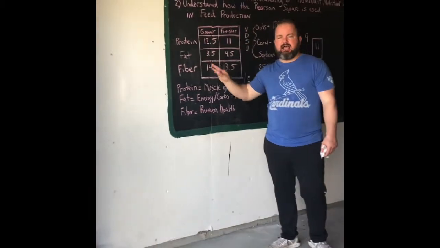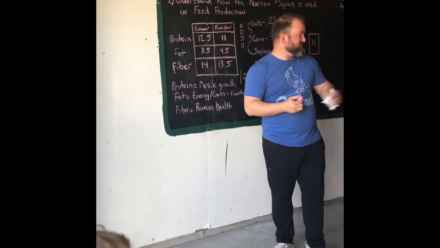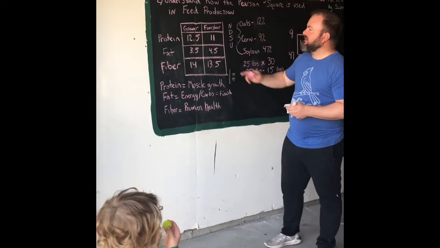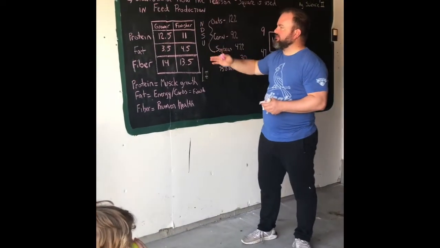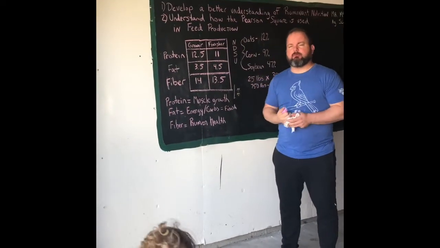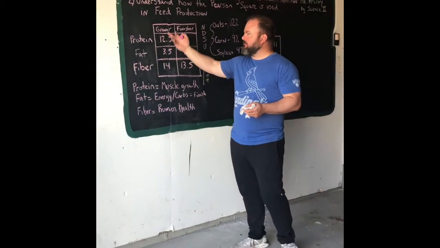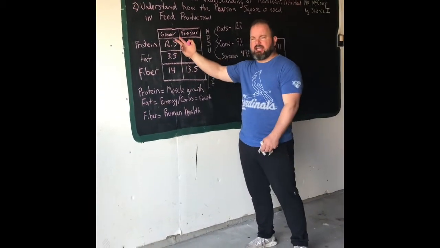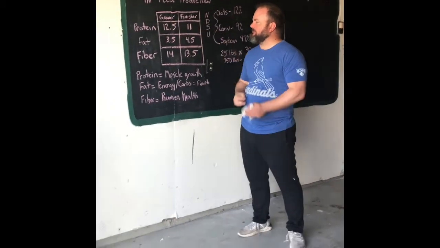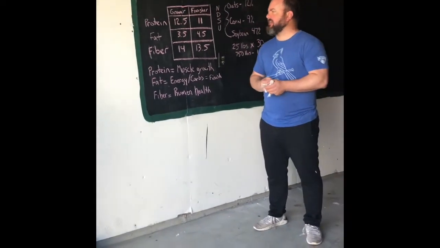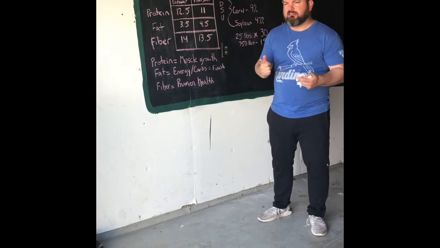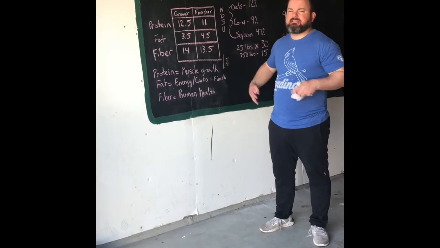This right here is the diet. Well, grower and finisher. So these are the numbers that Showtech has. Mormon's grower feed has 12.5% protein, 3.5% fat, and 14% fiber. So you want an increased amount of protein when these animals are growing.